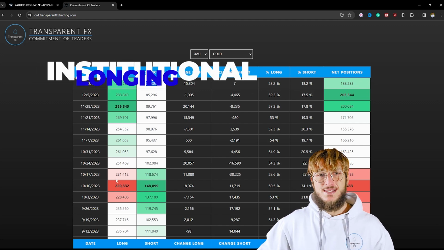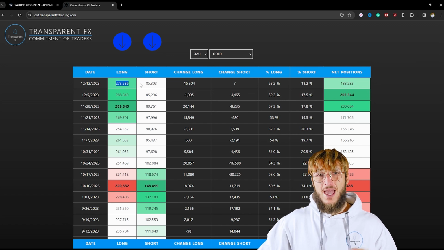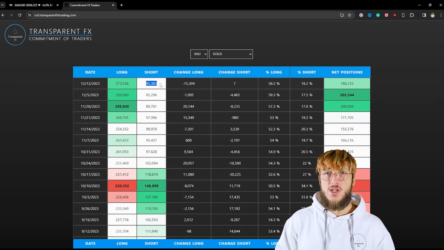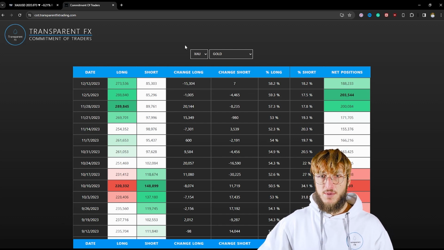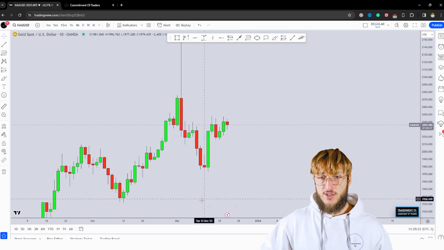In fact, we can see how longs from an institutional perspective were increased from 220.3K all the way up to 273.5K, and shorts got decreased from an institutional perspective from 148.8K to 85.3K. So clearly, institutions are moving to the bullish side for gold, making it stronger. So keeping in mind that institutions are long in gold, therefore making it stronger, let's go and see what we have when it comes to the technical aspect of this market.